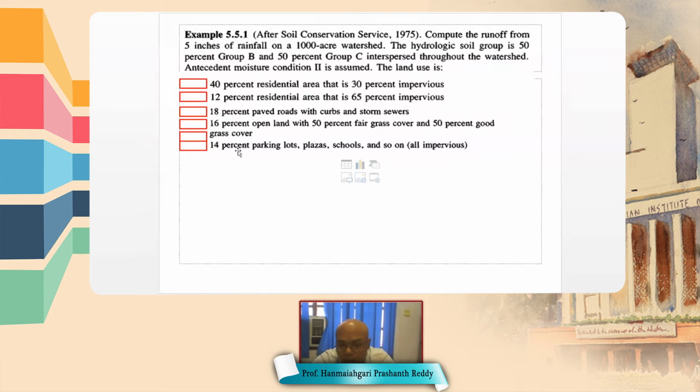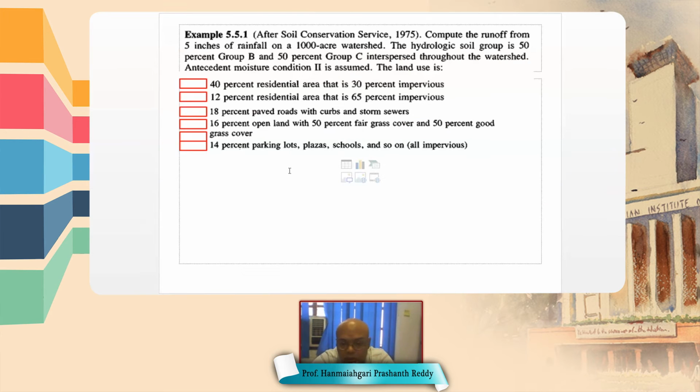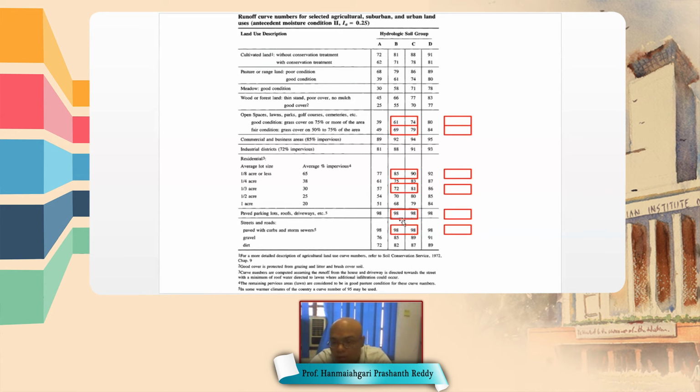Similarly, 14% is parking lots with plazas, schools, and so on. So for parking lots, all are impervious. So for that, the curve number given is 98. Already I explained, when the curve number is high, near to 100, that means it is impervious. That means whatever the rainfall occurs on those surfaces turns out to be surface runoff.